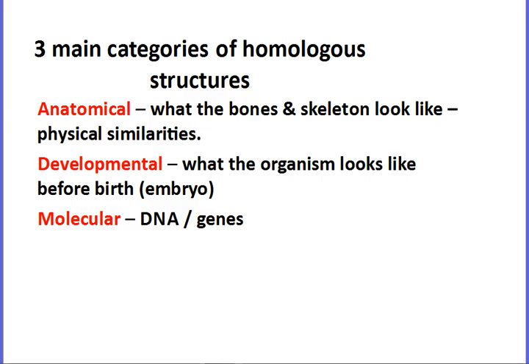There are 3 main categories of homologous structures. We can talk about anatomical homologies, where we're looking for similarities between the bones and the skeleton. What do they look like? Are there physical similarities in the way the skeletons look and the way the bones are arranged? There can be developmental homologies, when scientists look at what organisms look like before birth, when organisms are in their embryonic stages. Do they look similar? If so, that's evidence of a common ancestor. We can look for molecular homologies, similarities in the DNA and the genes of an organism. The more the DNA has in common, the more closely related the organisms are in evolutionary history.